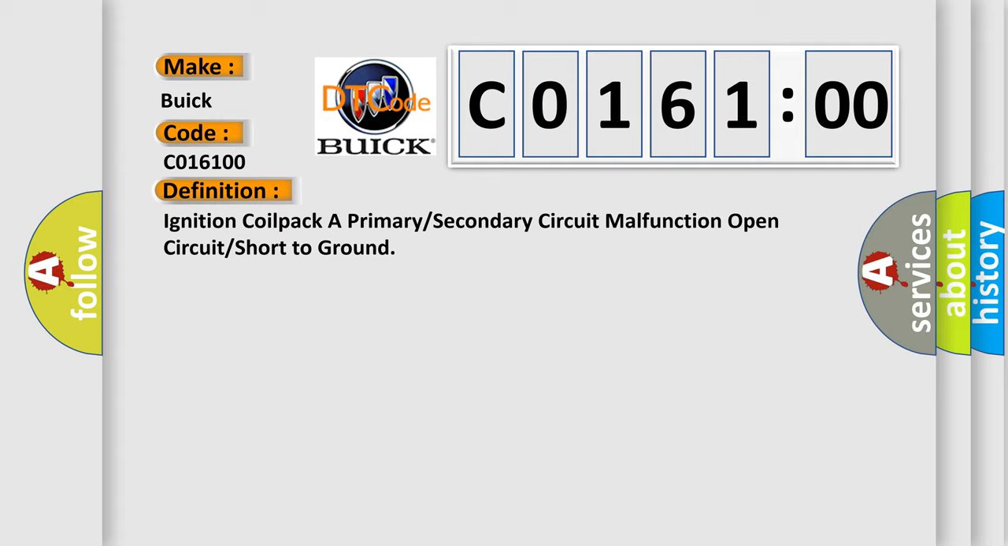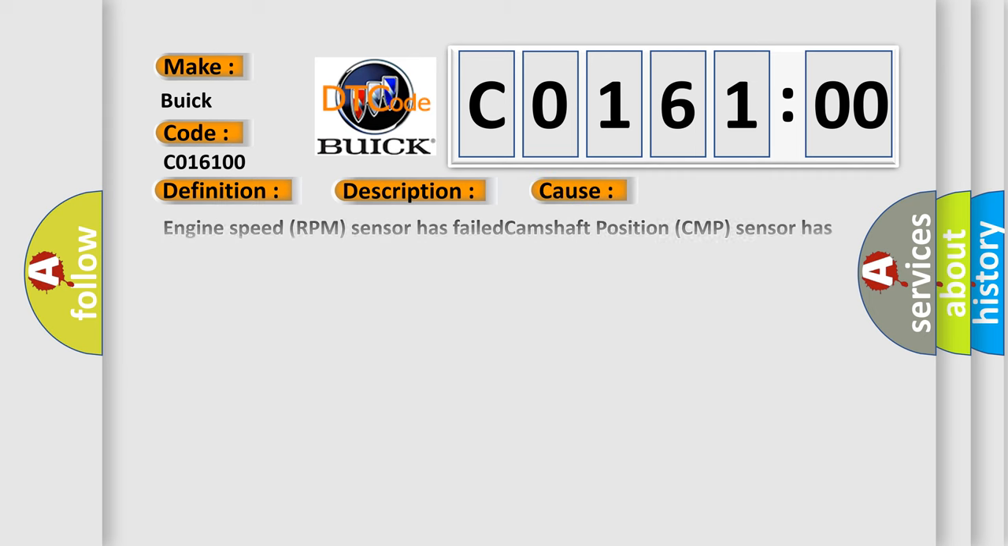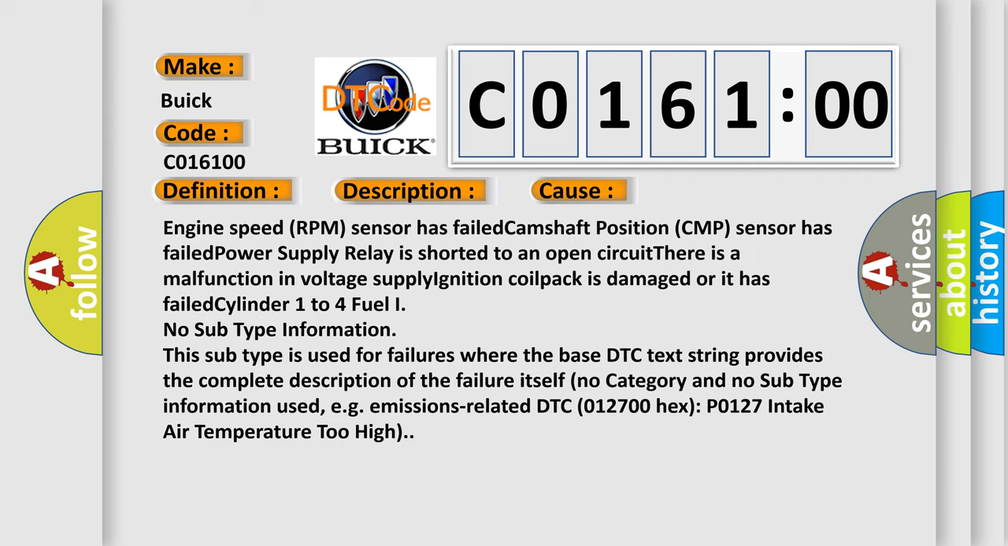And now this is a short description of this DTC code. Engine started, battery voltage must be at least 11.5 V, all electrical components must be off, parking brake must be engaged to keep daytime driving lights off, automatic transmission selector must be in park and the ground between the engine and the chassis. This diagnostic error occurs most often in these cases.